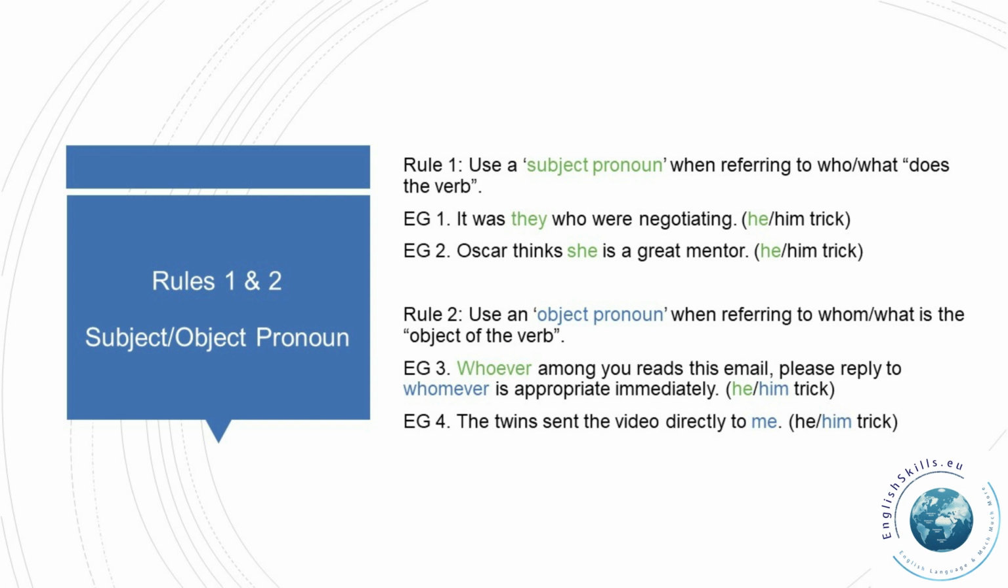They receive the verb. Example 4, the twins sent the video directly to me. The object pronoun me, the subject pronoun I would be wrong there because the pronoun receives the verb. It doesn't do the verb in that example.